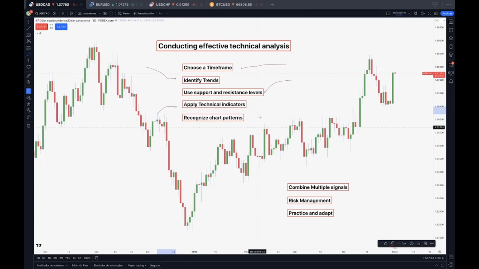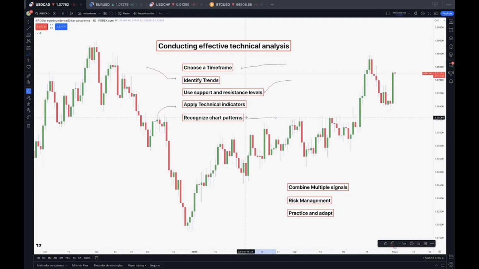After that, you can then recognize chart patterns. Learn to identify common chart patterns like head and shoulders, triangles, flags, and pennants, as they can signal potential trends, continuations, or reversals. All of that depends on the type of analysis you do and, of course, your strategy.